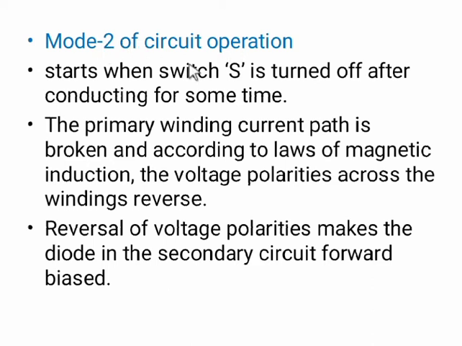Mode 2 of circuit operation: when switch S is turned off after conducting for some time. That means when the switch is turned on, after some time switch S is turned off. The primary winding current path is broken. That means the switch is turned off, so no current will flow in the primary winding. According to the law of magnetic induction, the voltage polarity across the winding reverses. The reversal of the voltage polarity makes the diode in the secondary circuit forward biased.